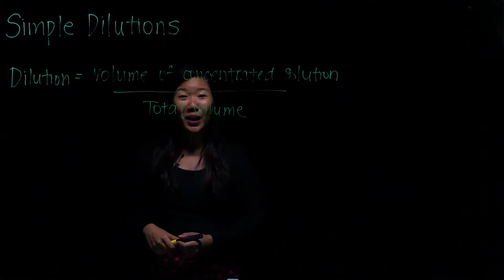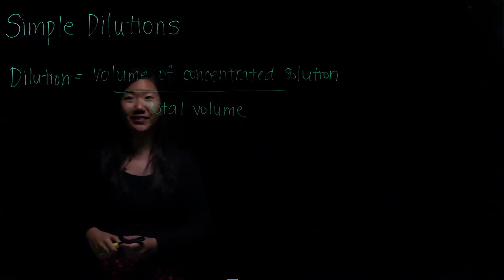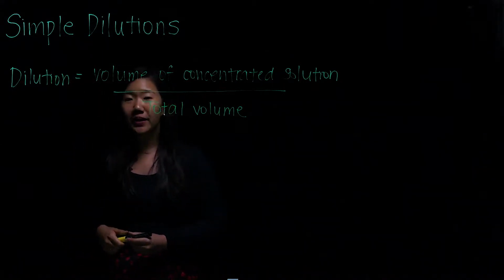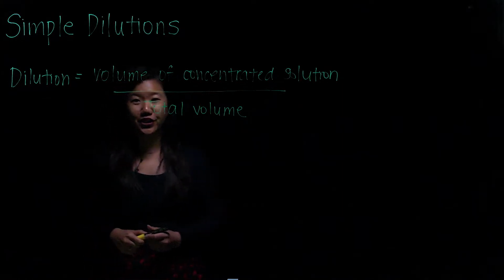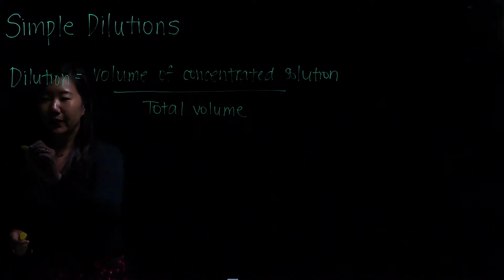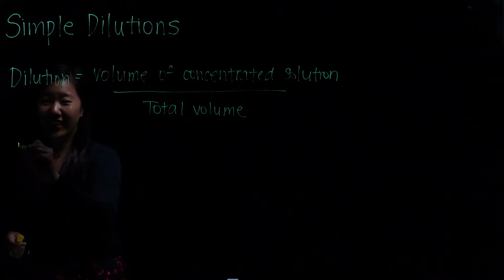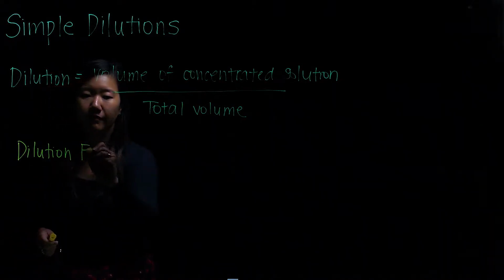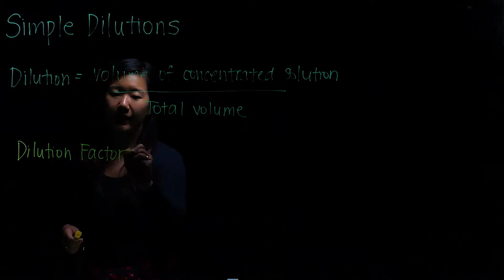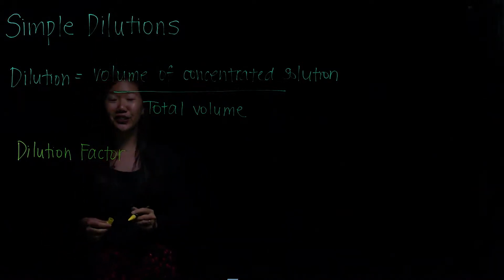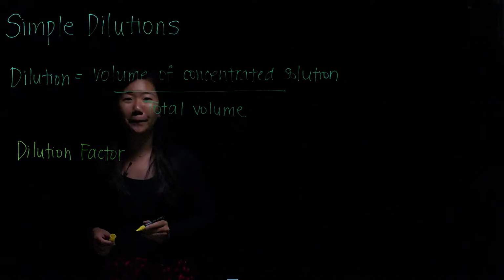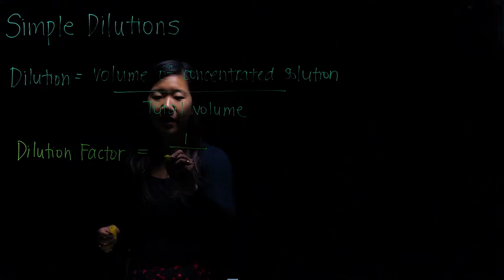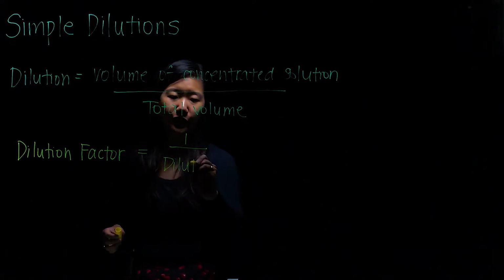Okay. Up until now, we've been using the term dilution, which is the volume of the concentrated solution divided by the total volume. But I wanted to introduce another important term in biology or in making dilutions, which is dilution factor. Dilution factor is very similar to dilutions. It's related to dilutions, but it's not the same thing. Dilution factor is 1 divided by the dilution.